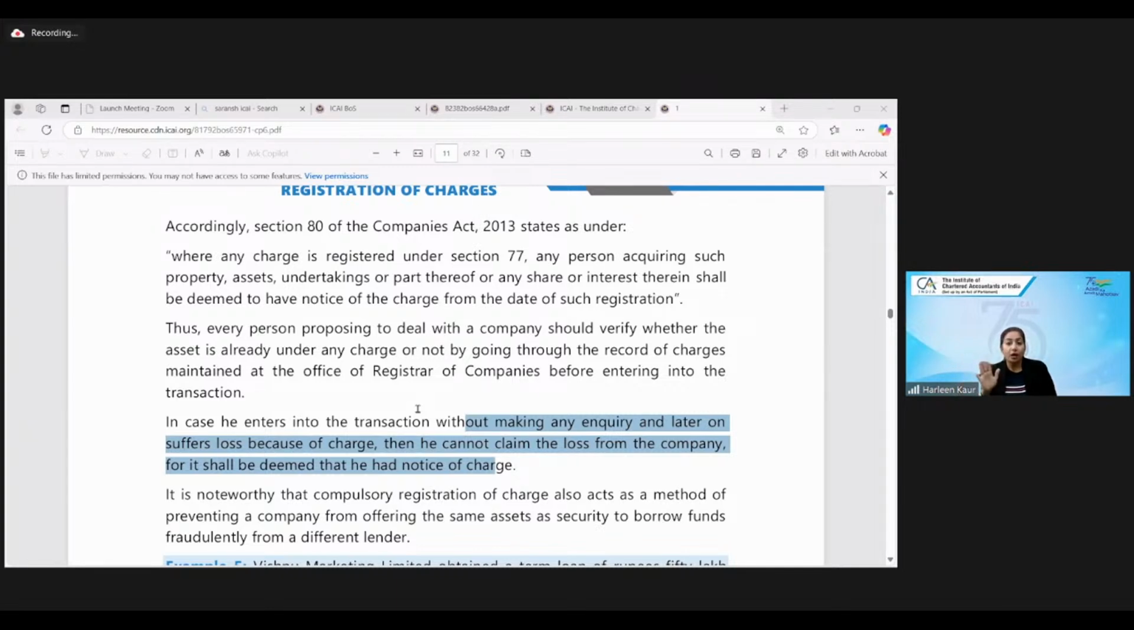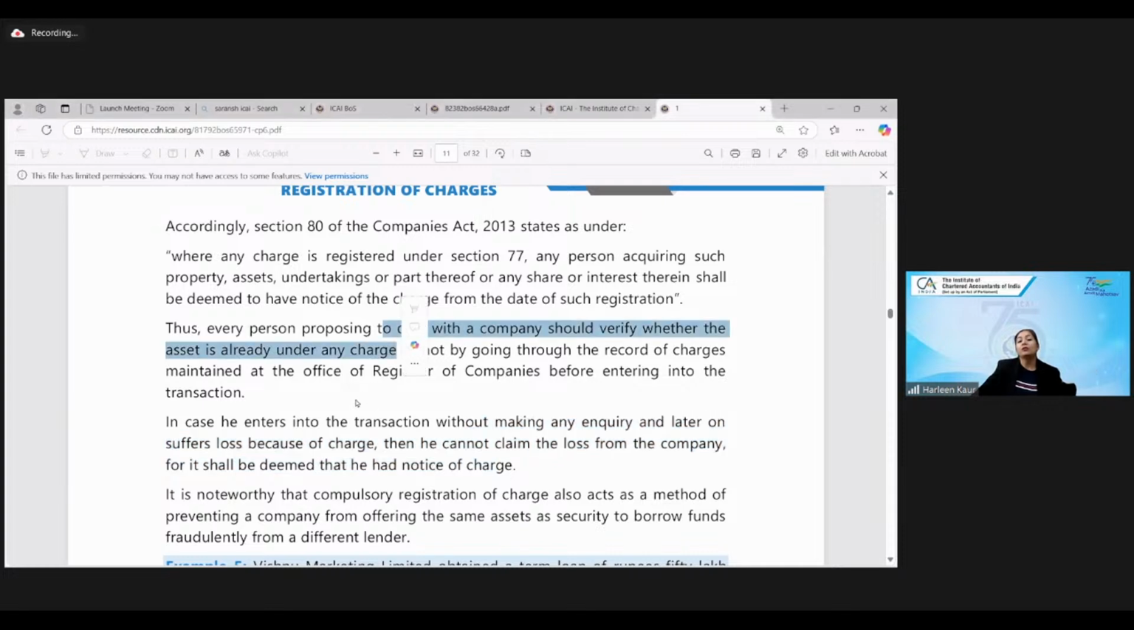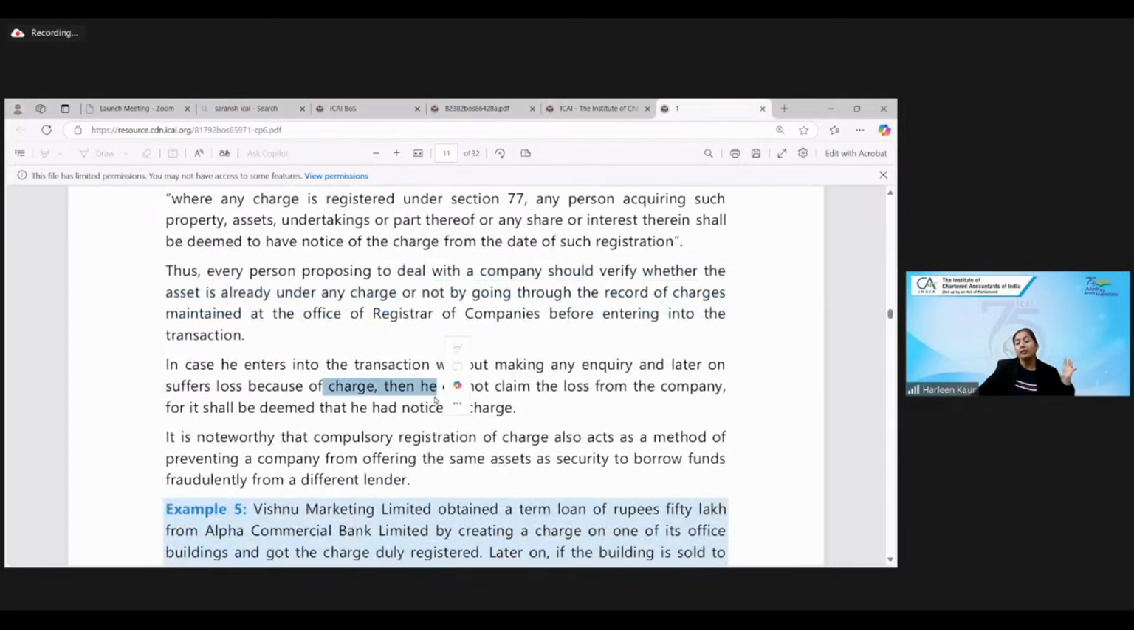So the law said, now don't come and tell us that you don't know. Section 80 already is there in the Companies Act. There is a deeming provision. It is assumed that if you're dealing with a company, you are required to read the MCA website portal. You're required to verify. It is your duty to verify from the MCA portal whether this asset is free from any charge. You cannot crib later.